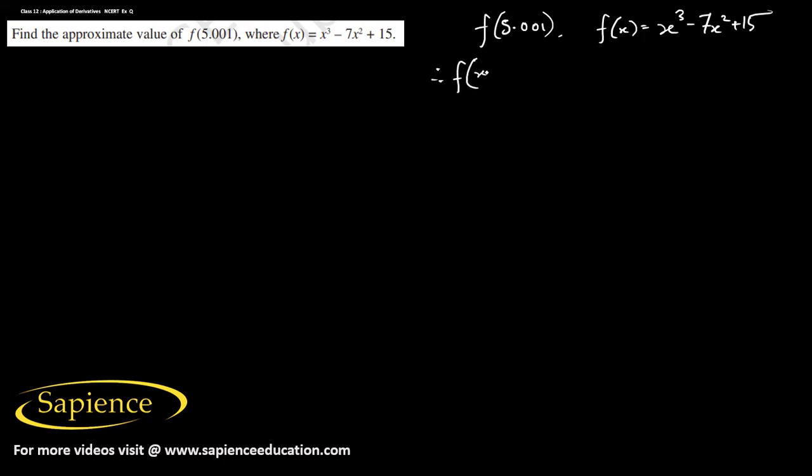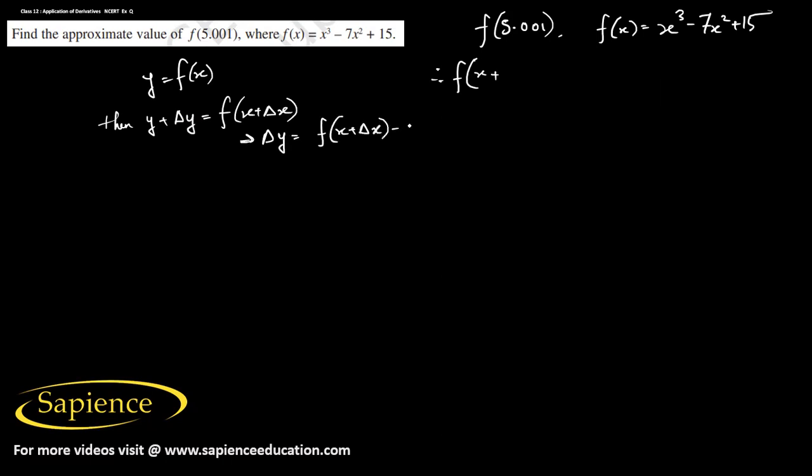here we know that the approximation rule is that if we have y equal to f of x, then y plus delta y is equal to f of x plus delta x. So therefore, delta y can be written as f of x plus delta x minus f of x. So now delta y is equal to f dash x into delta x. So therefore, f of x plus delta x will be f dash x into delta x plus f of x. So this rule can be used.